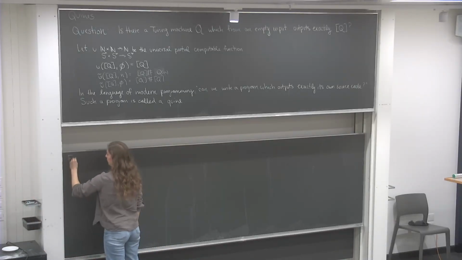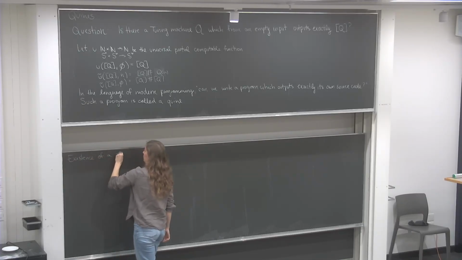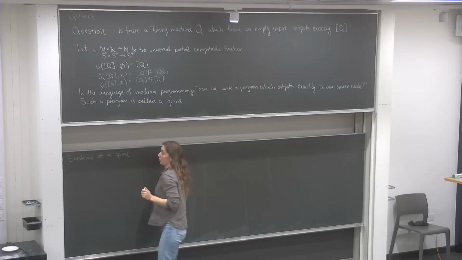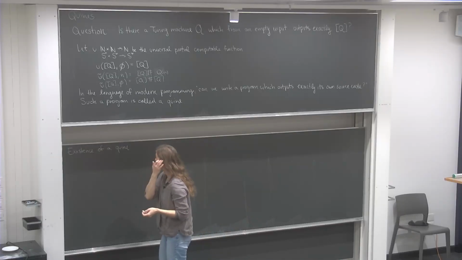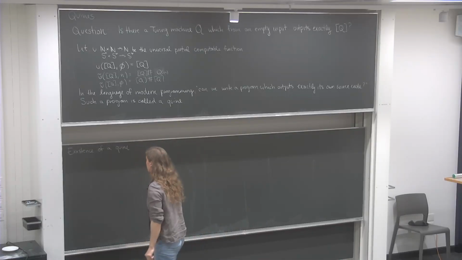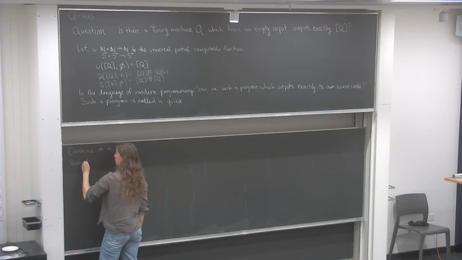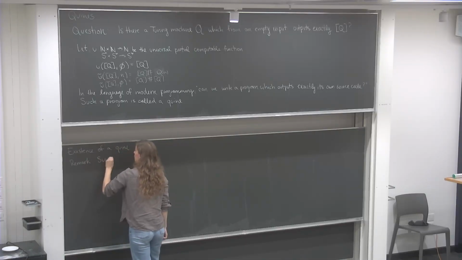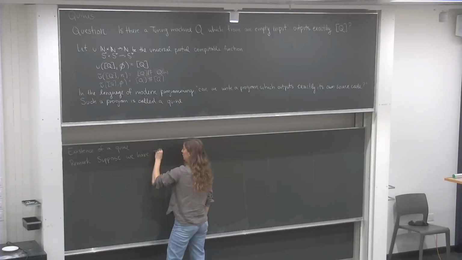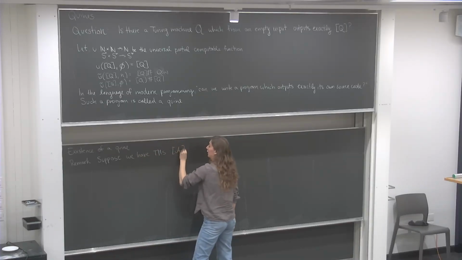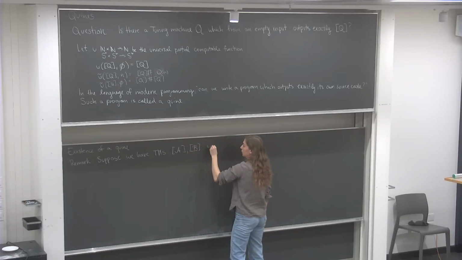Existence of a Quine. So just one technical remark that will be very useful for the rest of today is something about composing Turing machines. So, remark. Suppose we have Turing machines A and B, for instance, with the same input alphabet.